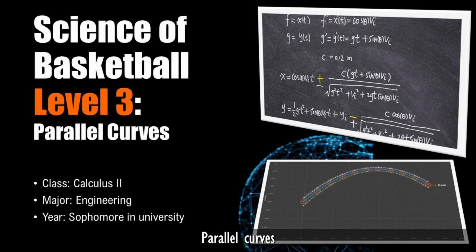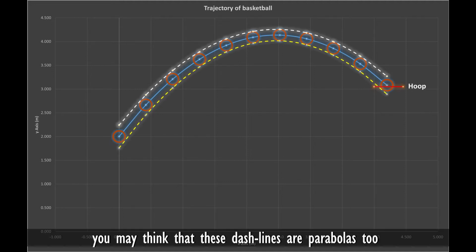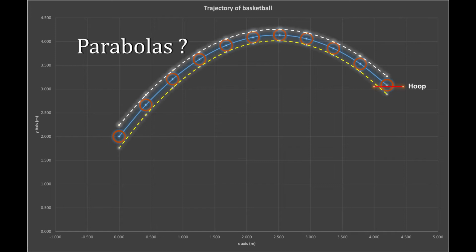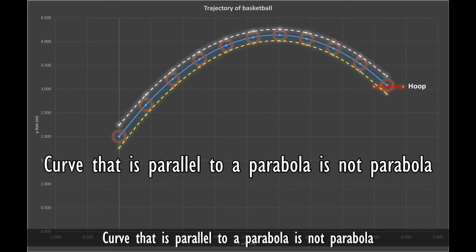parallel curves. Look at this diagram. White dashed line represents the trajectory of the top part of the ball. Yellow dashed line represents the trajectory of the bottom part of the ball. And blue line traces the center of the ball, which is a parabola. You may think that these dashed lines are parabolas too, because they are parallel to a parabola. But that's not true. A curve that is parallel to a parabola is not a parabola.